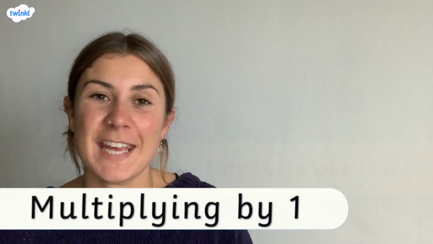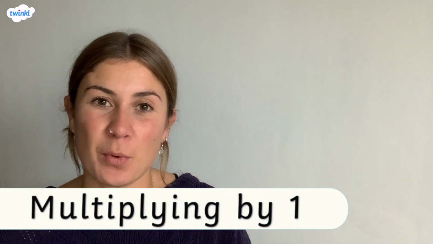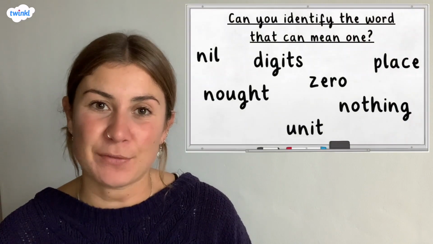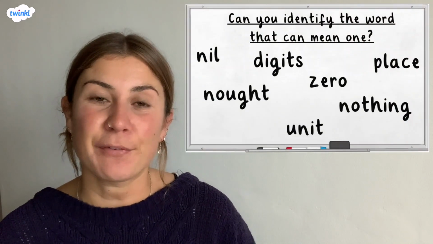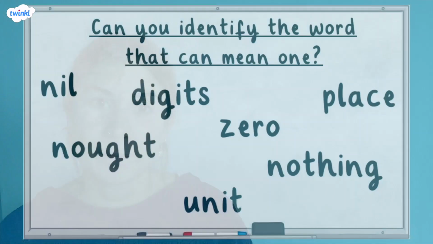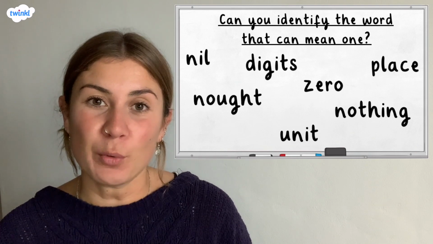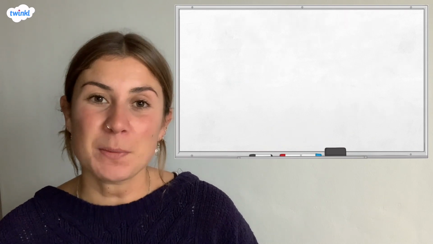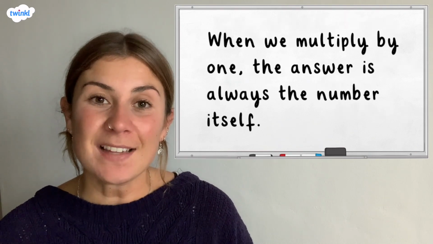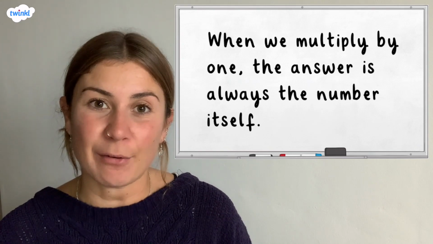This video is here to help you with multiplying by 1. Here I've got a range of maths vocabulary. Can you identify the words that mean 1? That's right, another word for 1 is unit. When you multiply a number by 1, the answer will always be the number itself.